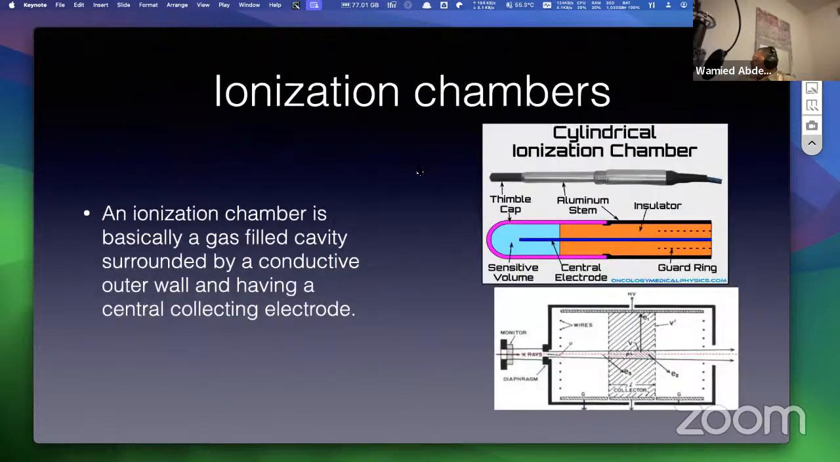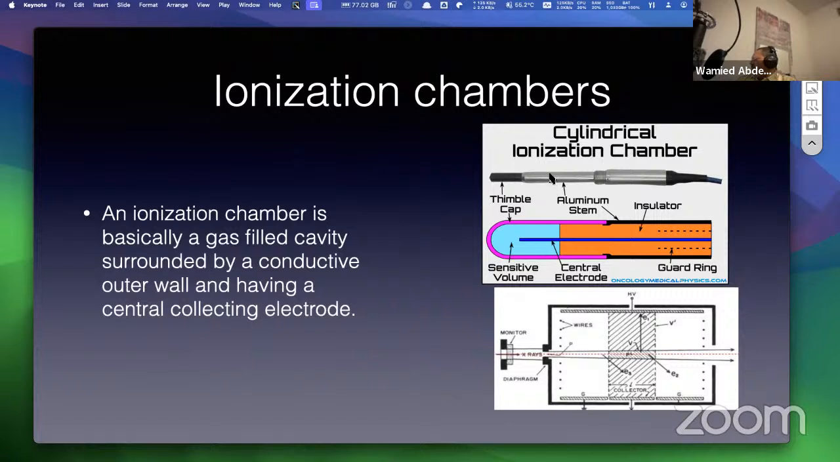Ionization chambers, we went through this in detail, I think. So it's basically a gas-filled cavity surrounded by a conductive outer wall and having a central collecting electrode. This is after talking about the cylindrical ionization chamber.